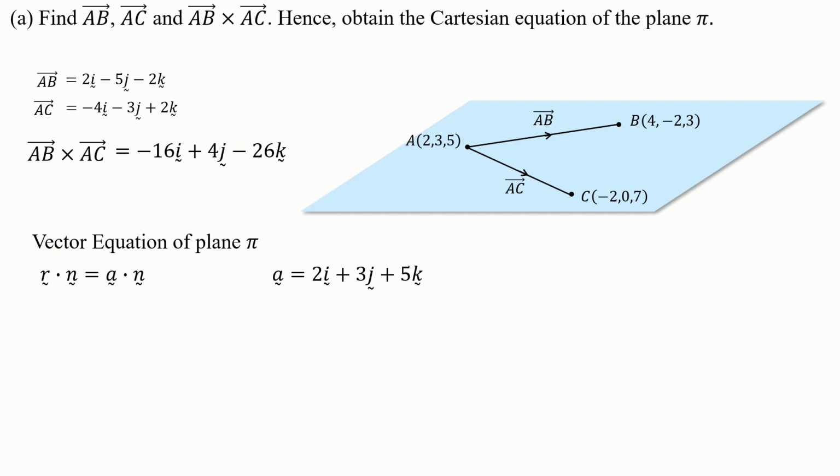n is a vector that is perpendicular to the plane. We know that by doing the cross product between AB and AC, we get a new vector which is perpendicular to the vectors AB and AC. And AB and AC are parallel to the plane, so that means AB cross AC is perpendicular to the plane. So we can use n as the vector AB cross AC, which is negative 16i plus 4j minus 26k.